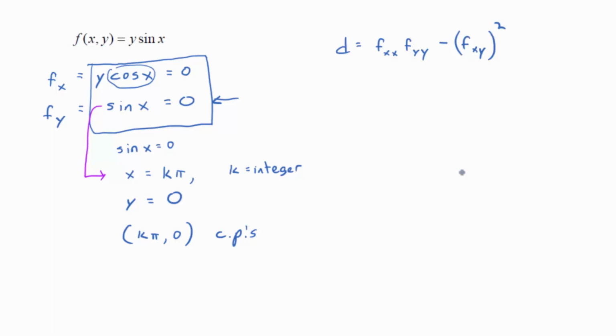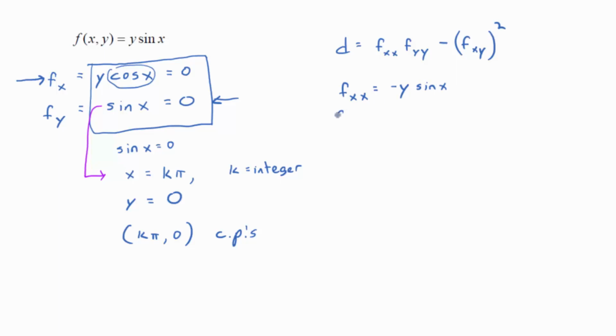If D equals 0, how much information do you get? None. Only if D is greater than 0 can you determine whether or not you have an extremum, or if D is less than 0, then you have saddle points, right? That's what the second derivative test says. So let's find f sub xx. Look at that guy. What's that going to be? Negative y sine of x.